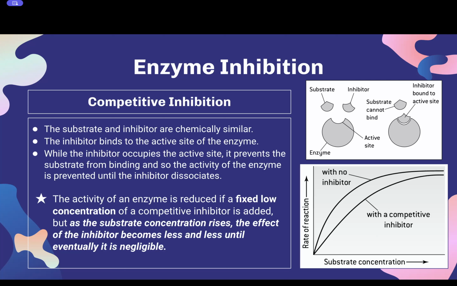And that's because this is not permanent inhibition, which means it's going to reach the same point at the same rate eventually, because there'll be enough collisions occurring that it's going to occur at a relatively same rate. So the activity of an enzyme is reduced if a fixed low concentration of a competitive inhibitor is added, but as the substrate concentration rises, the effect of the inhibitor becomes less and less until eventually it is negligible.